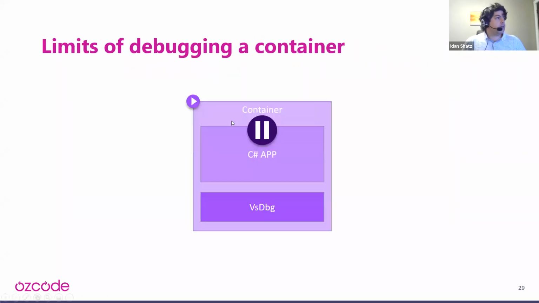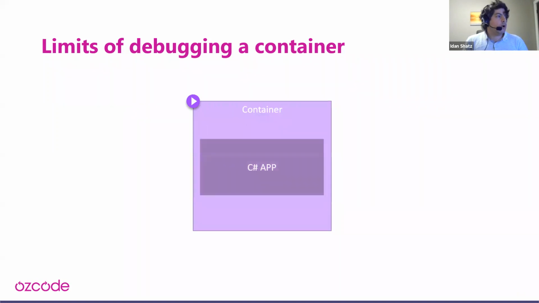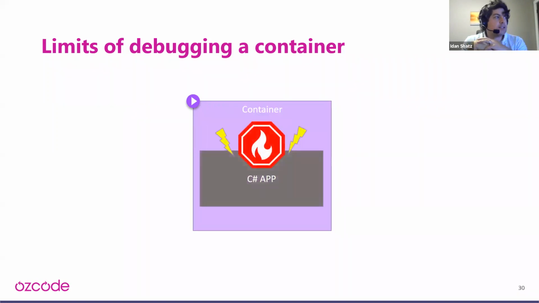And with that, let's talk about the limitations of debugging a container. When you're debugging a container, as we saw, the container itself is still running. It's not like when you debug a process and the process freezes. The container itself is running. What is actually frozen is your application inside the container. Now, why is that a problem? Because outside of the container, it looks like we have a running container with an application that has become unresponsive.